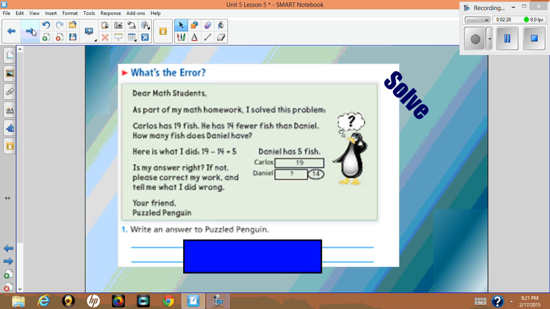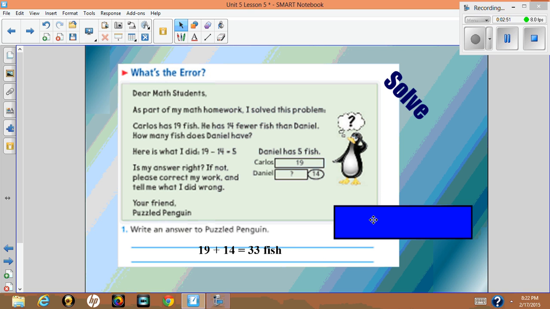Your friend, Puzzle Penguin. Well, let's change the language. Daniel has 14 more fish than Carlos. Carlos has 19. How many fish does Daniel have? When we change it like that, it becomes clear that we're going to have to add 19 plus 14 to get the total number of fish that Daniel has. Daniel has 33 fish. Can we see the problem and how Puzzle Penguin made the mistake? If we change the language to comparison language, we can solve it easily.